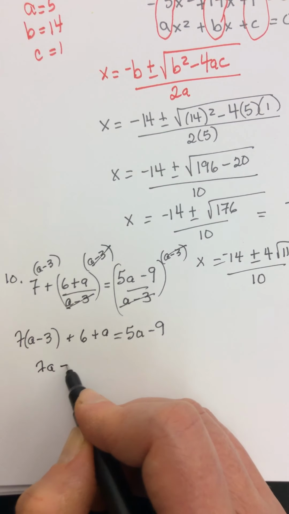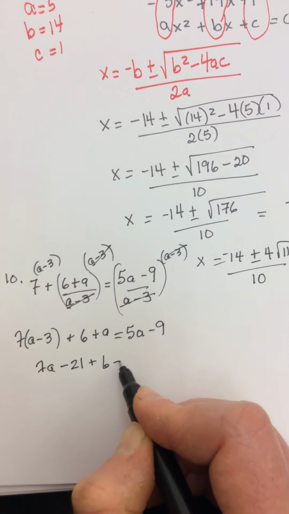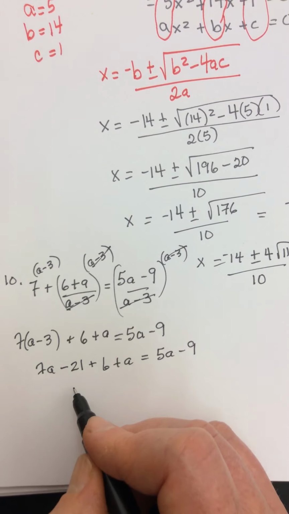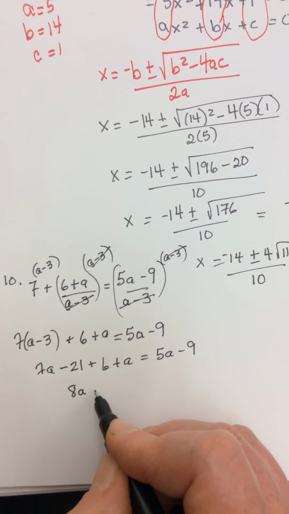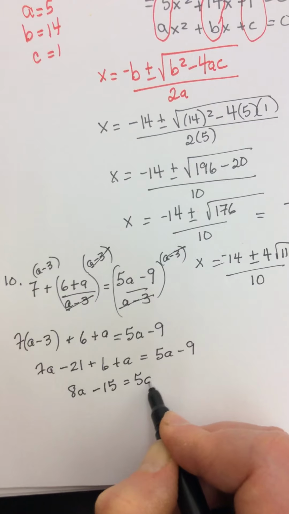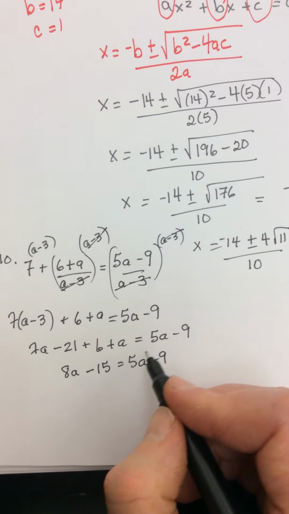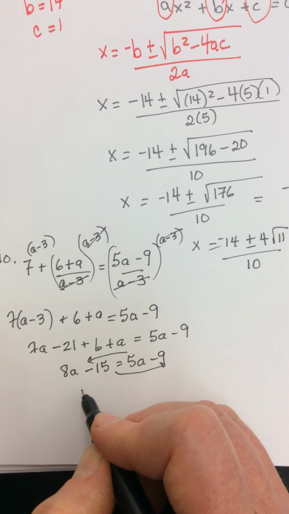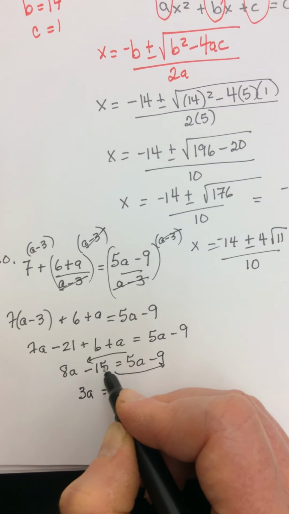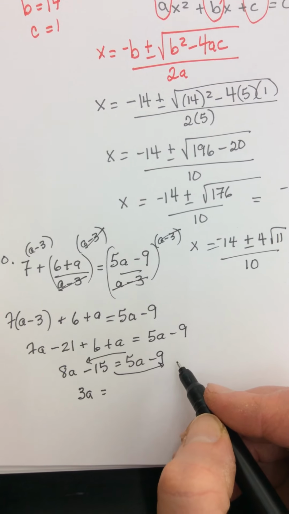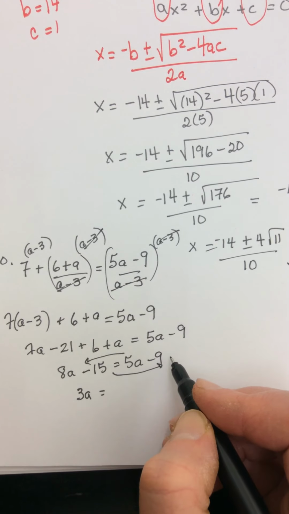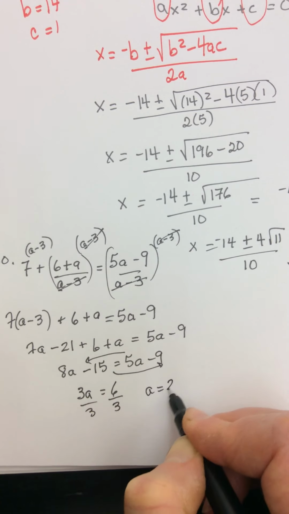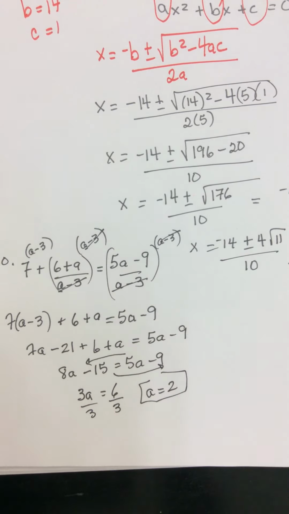Multiply through by the 7: 7a minus 21 plus 6 plus a is equal to 5a minus 9. 7a plus a is 8a. Minus 21 plus 6 is minus 15, is equal to 5a minus 9. Bring the 5a over to this side. Bring the 15 over to this side. So when you bring the 5a over, it subtracts and you get 3a. When you bring the 15 over, it adds, so 15 minus 9 will be 6. Divide both sides by 3. a equals 2. Okay? Sound good?